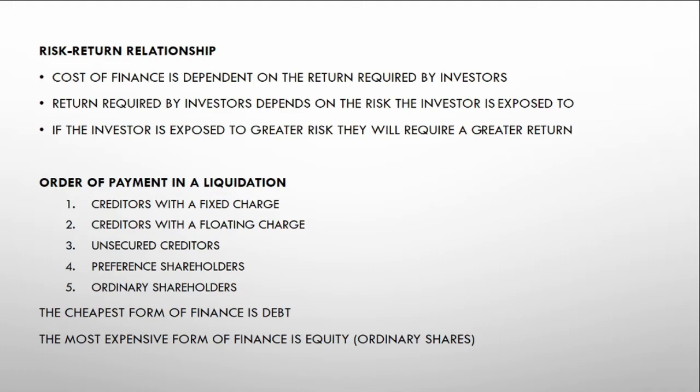So as we can see from this order of payment, in the event of liquidation, the cheapest form of finance is debt, because creditors are paid first at the top before preference shareholders and ordinary shareholders are paid. From this schedule, you can also see then that equity, specifically ordinary shares, are the most expensive form of finance that a company can obtain. Keep this order of payment in mind when we are considering how to calculate the various costs of capital and the risks that the investor is exposed to.